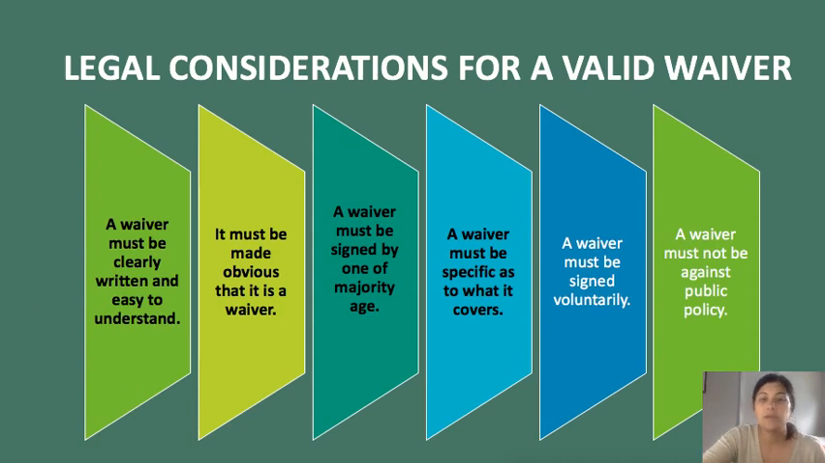Okay. Third one here: a waiver must be signed by one of majority age. Now your textbook goes into this a little bit, but I want to expand a bit. Basically, courts and judges in particular do not like it when parents or legal guardians sign away their child's right to sue someone. And therefore, often they do not uphold waivers that are signed on behalf of a minor.